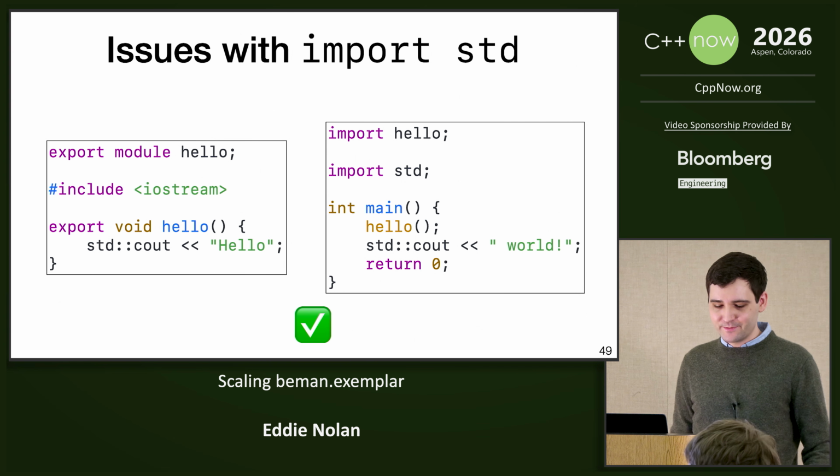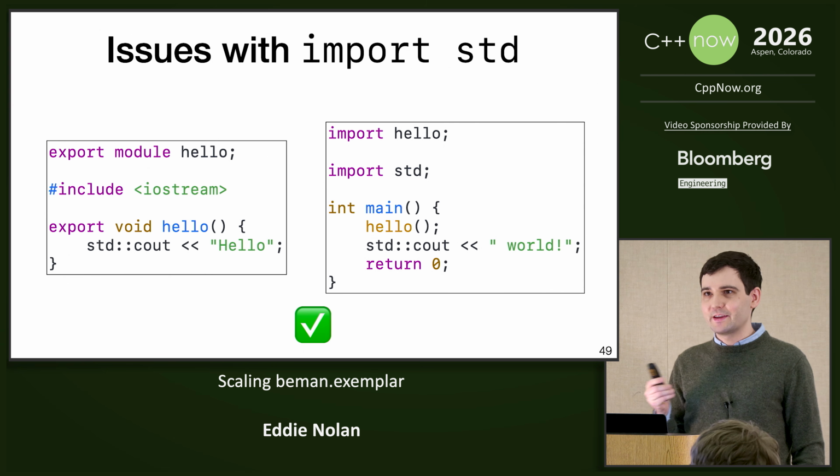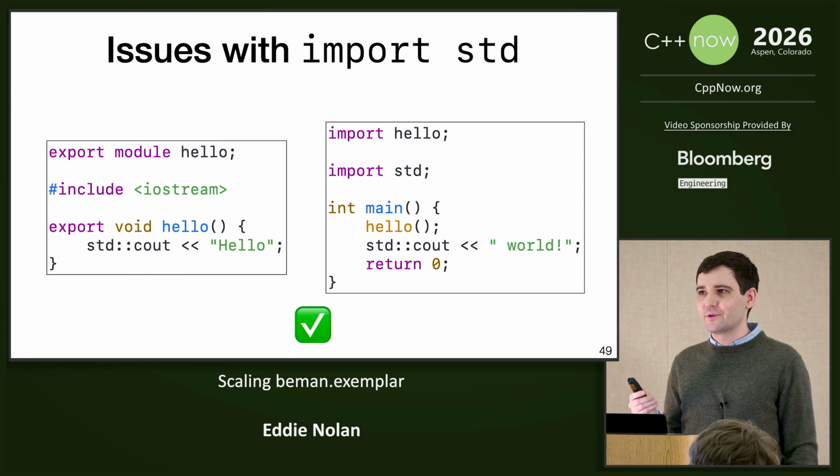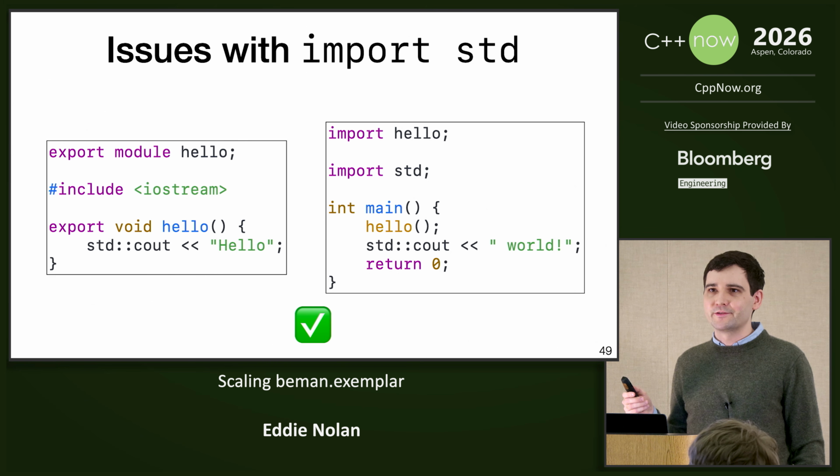So what we have to tell people is essentially, if you're using one of our modules, because they use import std, and you're doing an import beman.exemplar, don't structure your code such that you have any standard library includes after you do that. And the easiest way to do that is to just use import std everywhere.